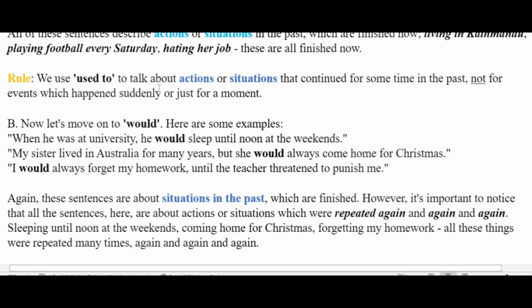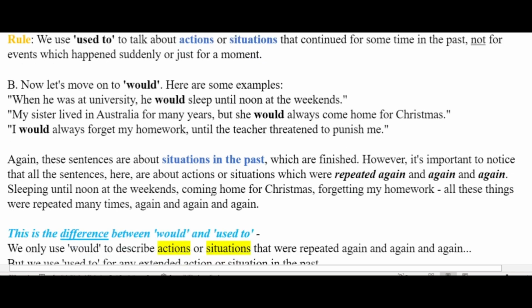We use used to talk about actions or situations that continued for some time in the past, not for events which happened suddenly or just for a moment. Now let's move on to would. Here are some examples. When he was at university, he would sleep until noon at the weekends. My sister lived in Australia for many years, but she would always come home for Christmas. I would always forget my homework until the teacher threatened to punish me.